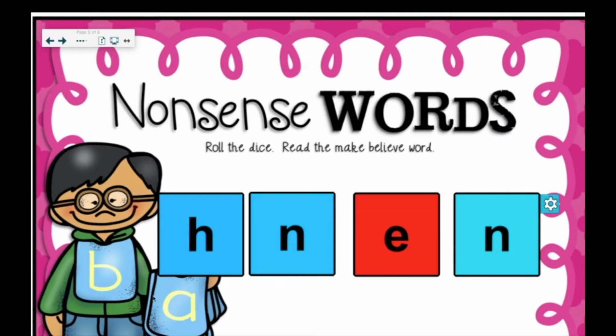So let's get ready to rehearse the word. That means to sound out each letter sound. Then we'll perform it. So ready, set, rehearse. Hen-en. Ready, set, read. Hen-en. That's a funny nonsense word. If we took out this N, we'd have hen.